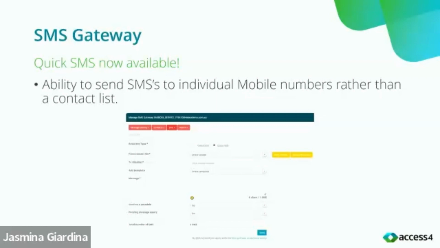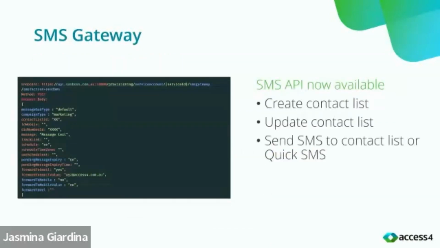It's just you need to prompt it with an SMS mobile number. The other thing that's been released for the SMS Gateway is APIs. So this is now fully documented on our Partner Resource Center, giving you a few abilities to create contact lists and update contact lists. So being able to create those for your customers, pulling from a CRM or something like that, as well as just being able to send a quick SMS to either a contact list or a quick SMS from the API as well.